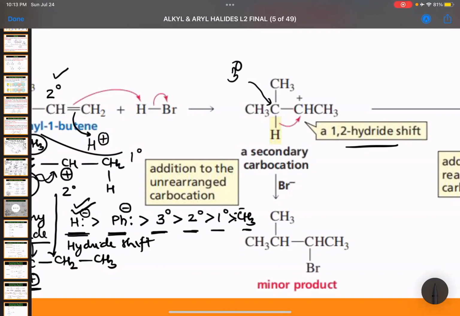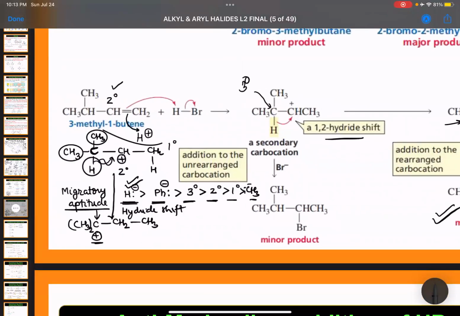Once the rearranged, more stable carbocation is formed, then you put that final I minus or Br minus, and then you get the final product. So all these things you need to consider while doing the addition of HX on alkenes.